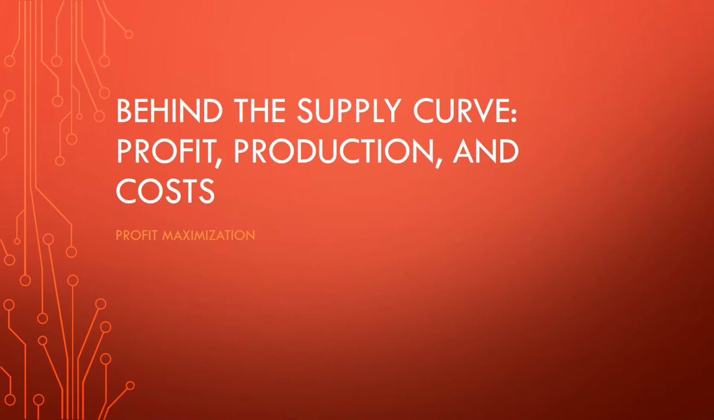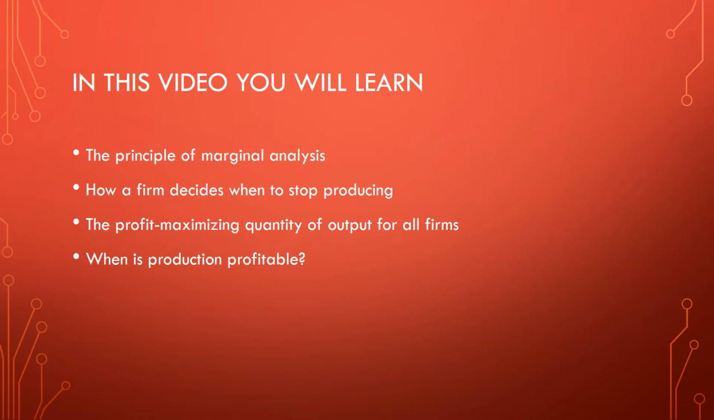All right, welcome. This video is going to talk about profit maximization. In this video, you will learn the principle of marginal analysis, which is something we've already touched on in Unit 2. Also, how a firm decides when to stop producing. What's the profit maximizing quantity of output for all types of firms, and when is production profitable?